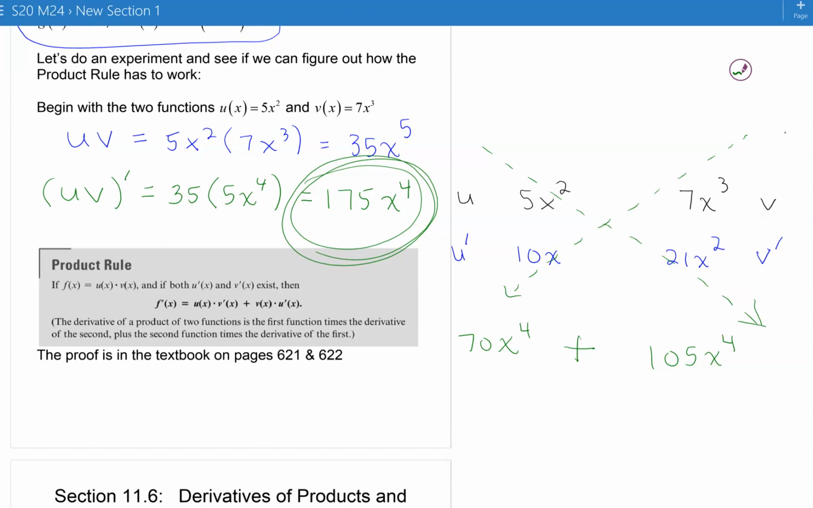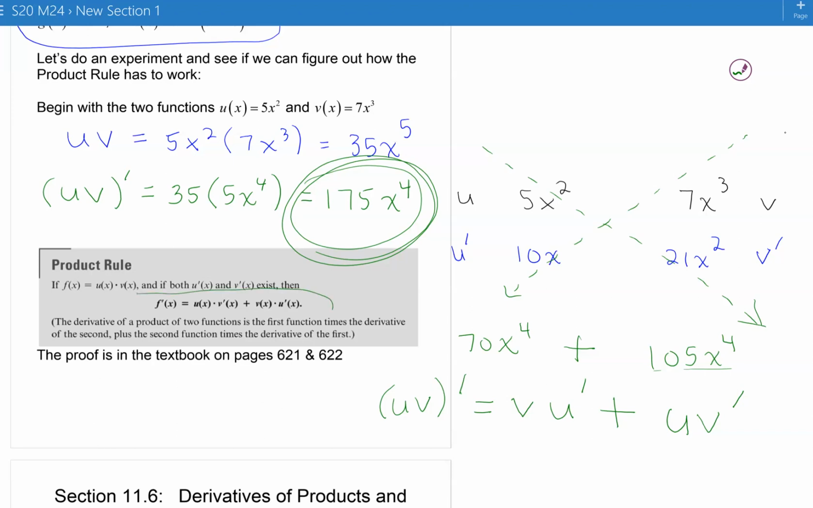So this is how the product rule works. This quantity over here is u v prime, the 105x to the fourth. Then the 70x to the fourth is v u prime, and then there's a plus. So the derivative of the product of u and v is: don't change the second function, multiply it by the derivative of the first. Then don't change the first function and multiply it by the derivative of the second.